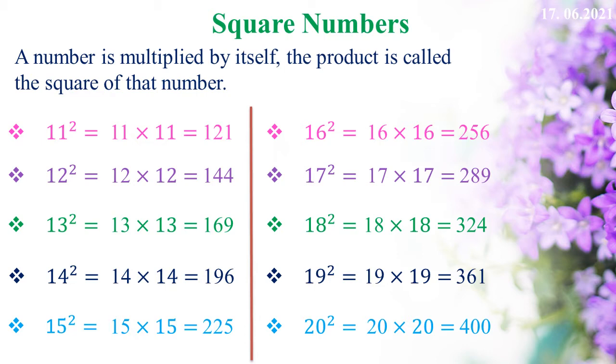Here 121, 144, 169, 196, 225, 256, 289, 324, 361, and 400 are the square numbers.